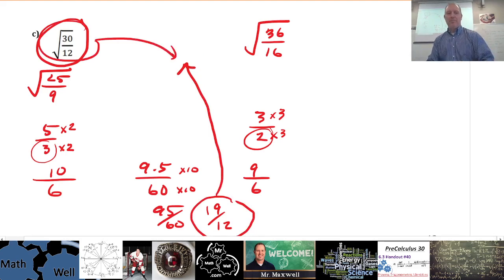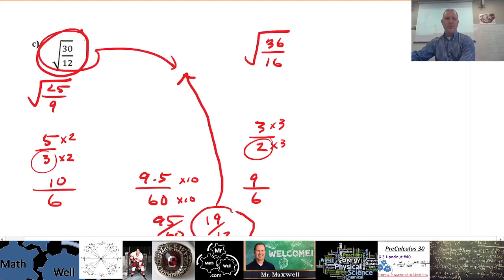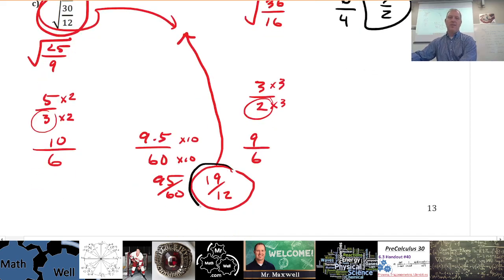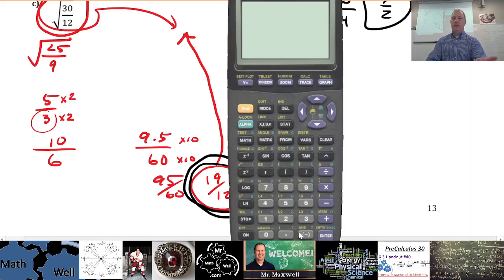Let's just check. The one way is to just say root 36 over 16 is going to be 6 over 4 or 3 over 2. And then I also have the benchmark way using the fractions, which is a little bit more work, but I get 19 over 12. So let's see which one's closer to the actual value. Okay, moment of truth here.